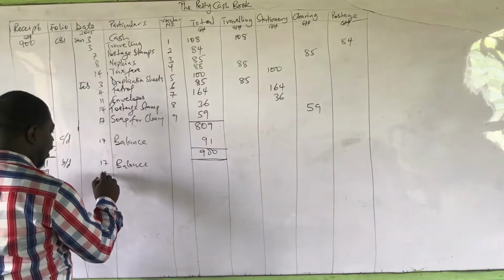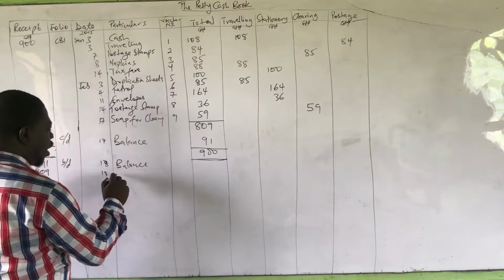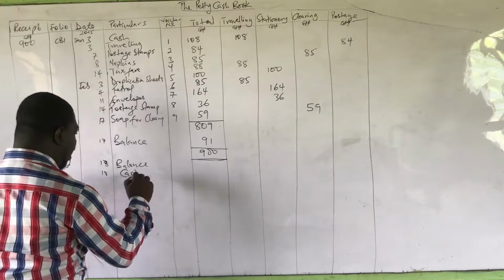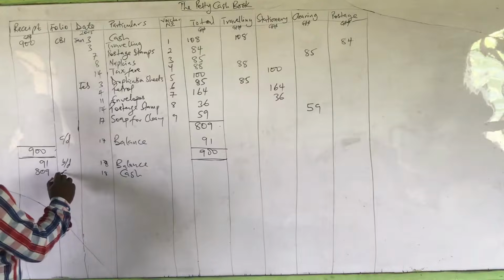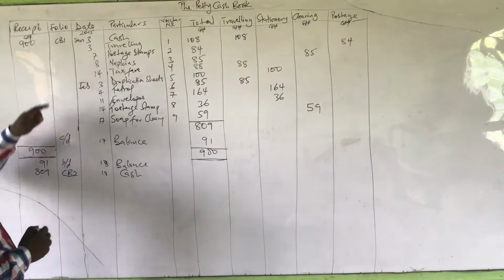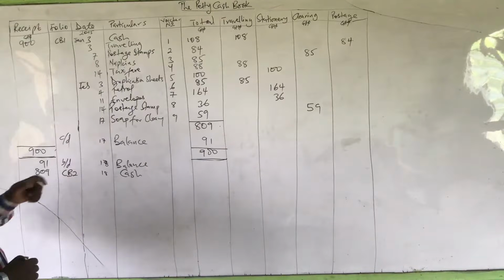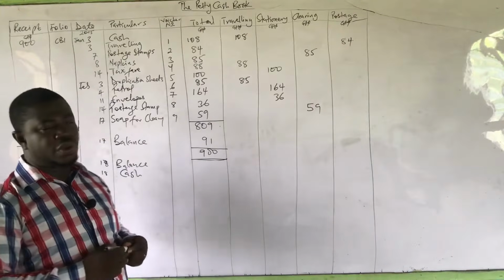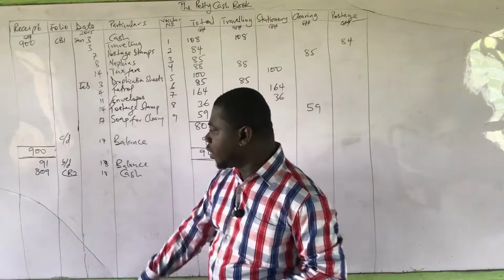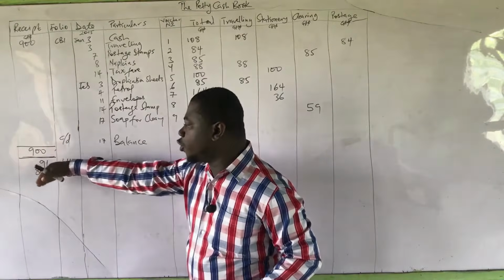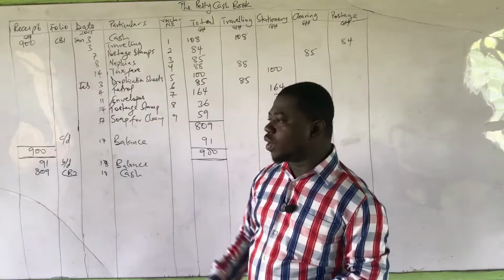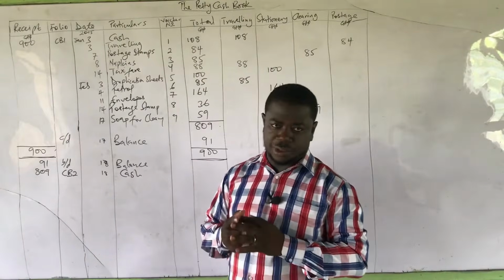And then that will be on the next day, 18th. So we have cash, we call it cash. And under the folio column, we see CB2. The first one was CB1. The second one will be CB2 to show that it's going to the cash book. So that is the meaning. So now we have restored our float back to 900. And so we can continue spending.